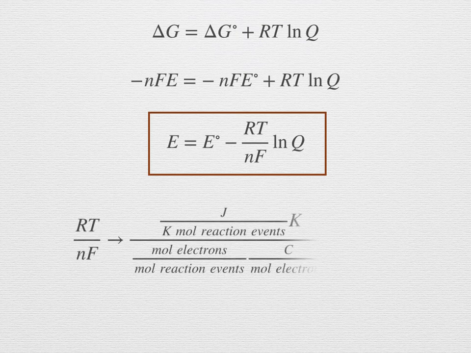With correct units, R in joules per Kelvin mole, T in Kelvin, F in coulombs per mole, and n in moles per mole, we see that RT over nF has the units of volts. With ln Q being unitless, it adds nicely with the cell potentials.